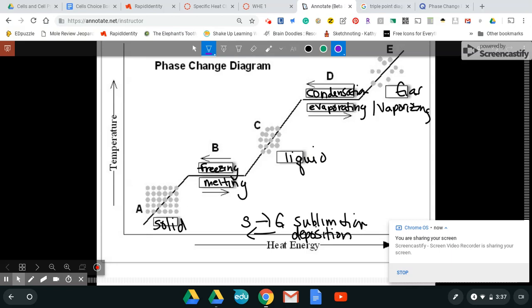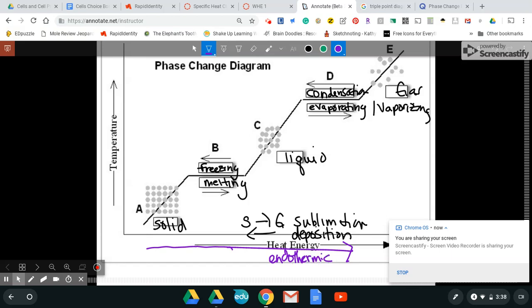So if you'll notice, as I go from a solid to a liquid and then from a liquid to a gas, I'm having to input heat, so the amount of heat energy is increasing. Notice that also my particles have gone from being tight to, by the time I get to a gas, very loose. So this would be an endothermic process, which is what we learned about last week.